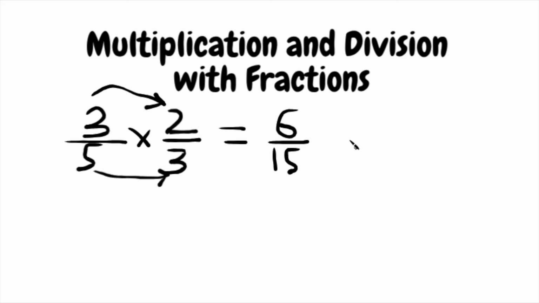Okay, so hopefully you tried that on your own. And so all you want to do here, in this case, is divide 6 by 3 and divide 15 by 3. So 6 divided by 3 is 2, and 15 divided by 3 is going to give us 5, so the final answer is going to be 2/5.